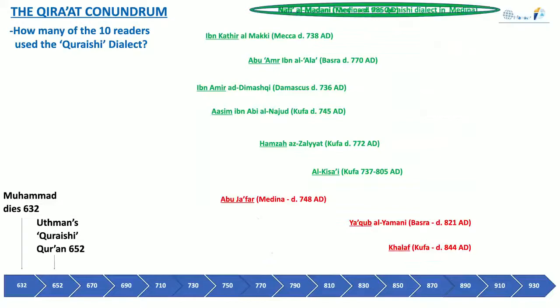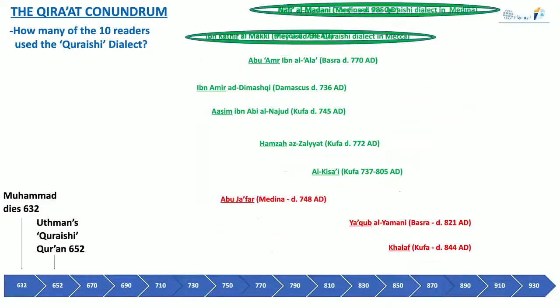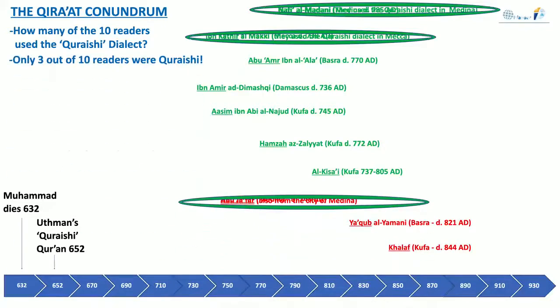Well, you have Nafi from Medina. You also have Ibn Kathir. He is from Mecca, so he would be Qurayshi. And then back down here, you have Abu Ja'far from Medina. So those are the 3, which means only 3 of the 10 readers were Qurayshi. Only 3 of the 10 readers were Qurayshi.